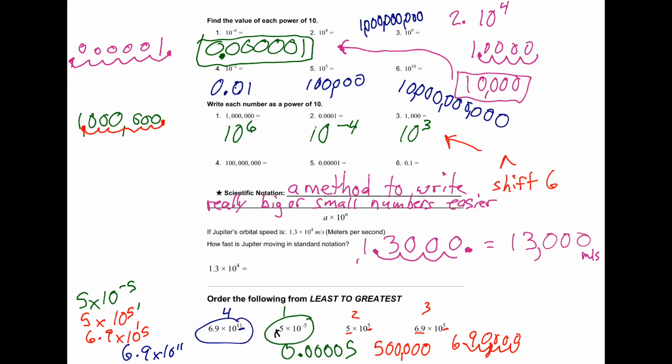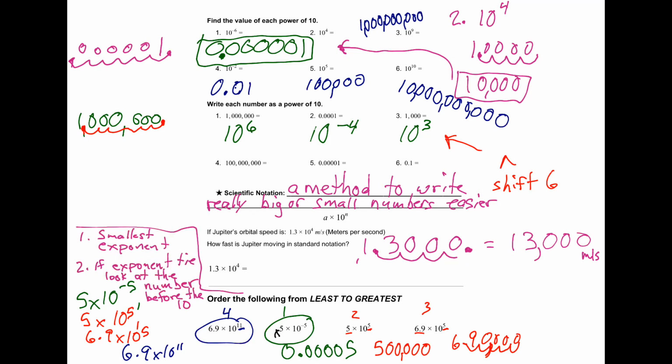So anytime we're ordering from least to greatest, our rules are: the first thing we want to look at is our smallest exponent. So find whichever number has the smallest exponent. In this case, the -5 was the smallest, so that meant it was our least. And then if we have exponents that tie, then we look at the number before the 10. So for example, we had an exponent tie here. They're both 10 to the 5th, so we look at the number that comes before the 10. So this was a 5, this was a 6.9. 5 is smaller than 6.9, so 5 times 10 to the 5th is our next smallest, and then 6.9 times 10 to the 5th comes after that.